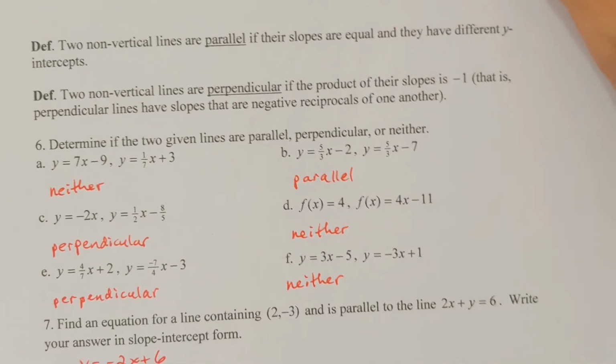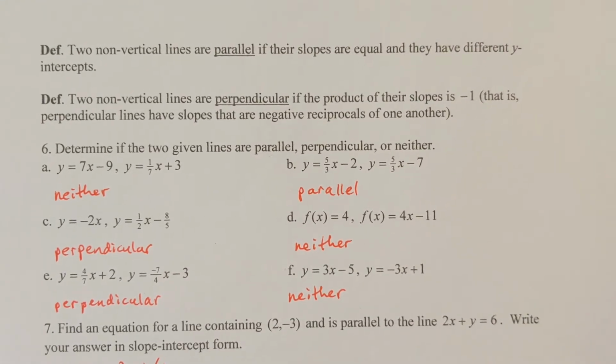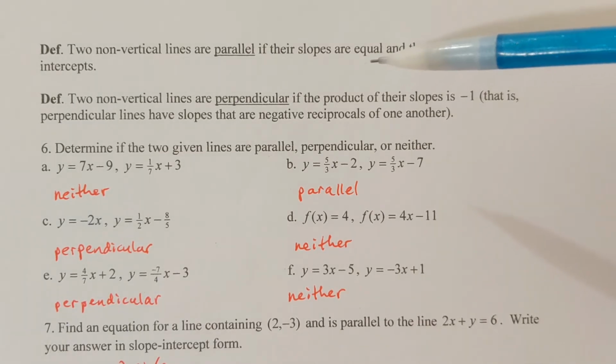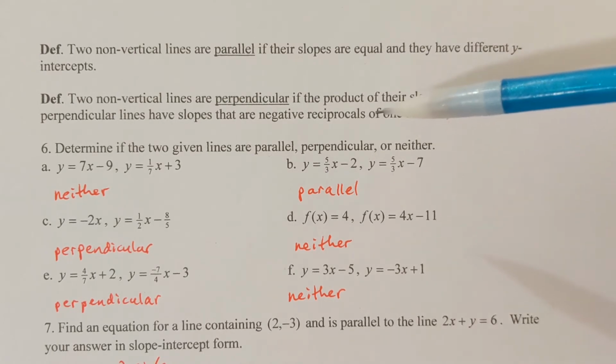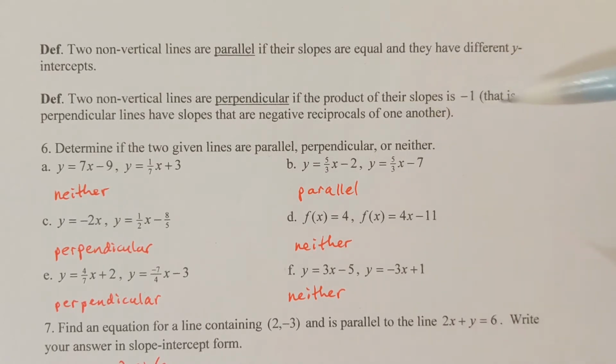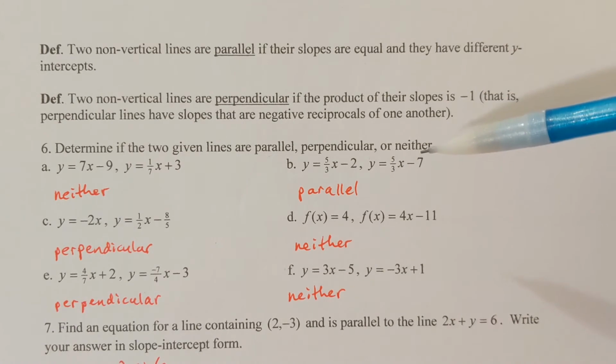Okay. Two non-vertical lines are parallel if their slopes are equal and they have different y-intercepts. Two non-vertical lines are perpendicular if the product of their slopes is negative 1. That is, perpendicular lines have slopes that are negative reciprocals of one another. So problem 6, determine if the two given lines are parallel, perpendicular, or neither.